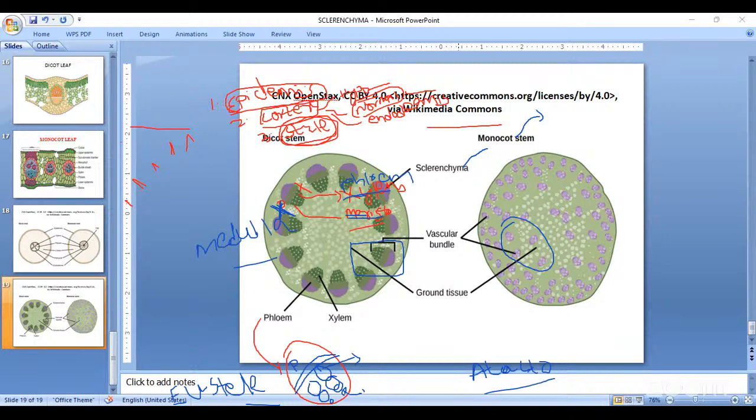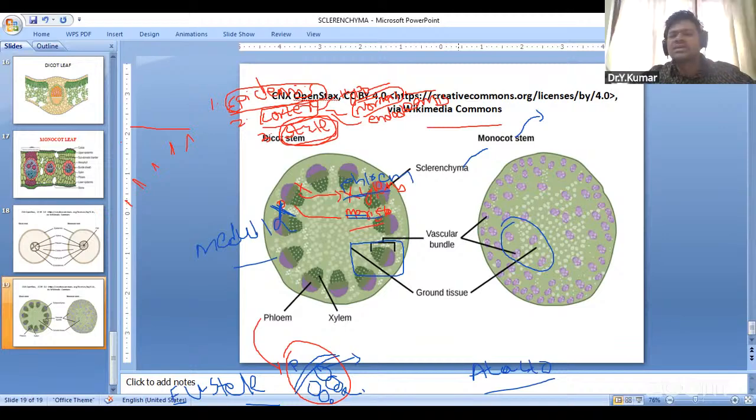So that was normal internal structure. Now let's go to the next one, secondary growth. It is a very, very important topic: normal secondary growth and abnormal secondary growth. Right. First of all, what is primary growth? What is secondary growth? Let's see here.